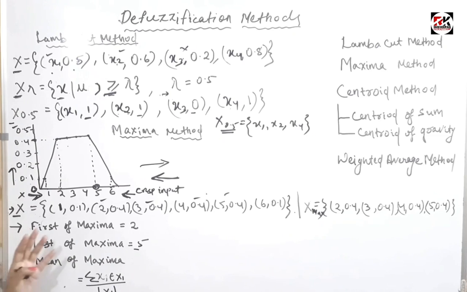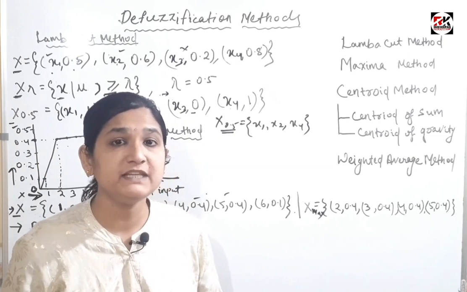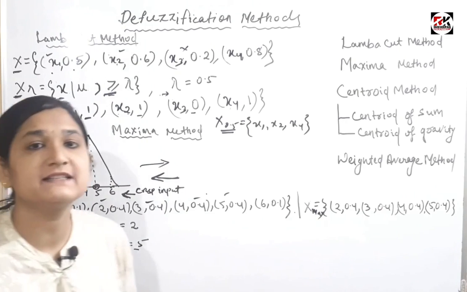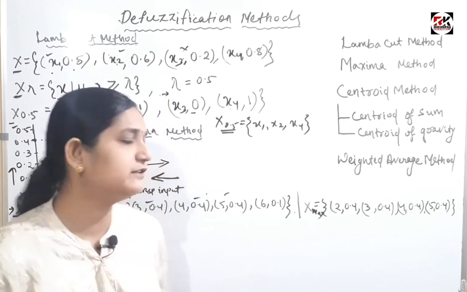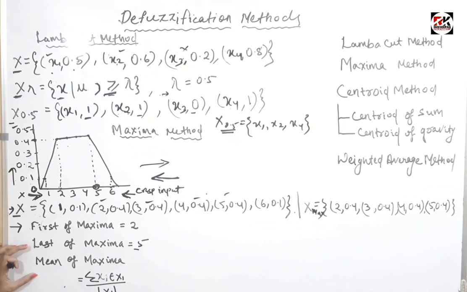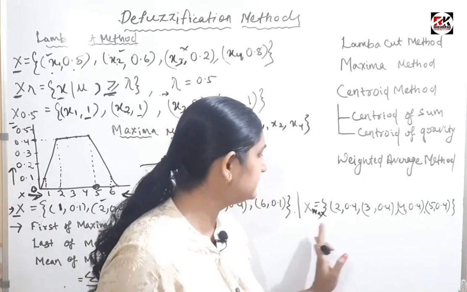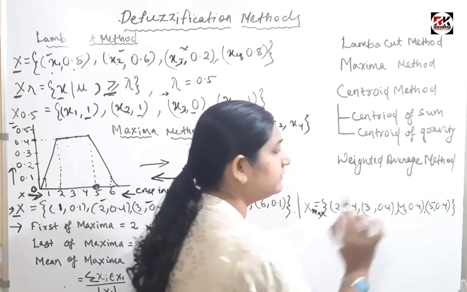Okay, so that is about your first and last of maxima, but what about your mean of maxima? What about the other elements whose value is maximum at 0.4? For that we will calculate our mean of maxima. So mean of maxima is equal to the summation of all the x elements divided by its cardinality. So what are all the elements in your x max fuzzy set? That is 2, 3, 4 and 5.